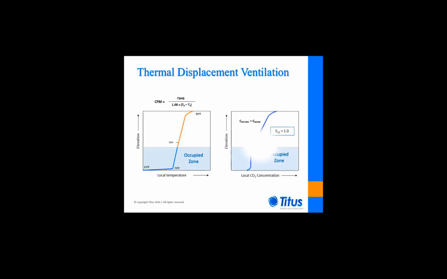This figure relates the concentration of CO2 in a displacement system. Note that the concentration gradient essentially begins at the breathing level, and the return air concentration is sizably greater than that within the occupied zone. With thermal displacement, the CO2 level in the return air will always be greater than that at the occupant's breathing level.